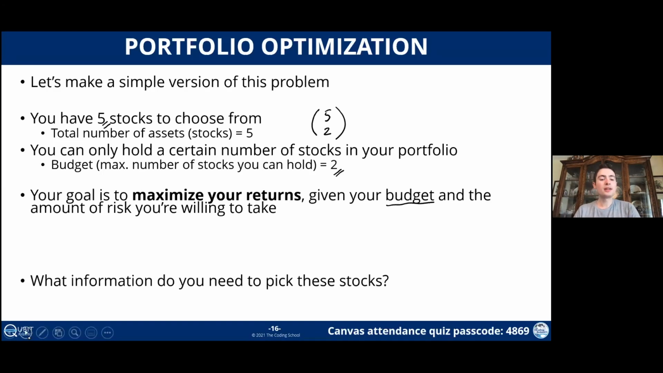My next question then is, what information do you need to pick these stocks, right? By the way I've set up this problem, hopefully a few things start coming to mind, right? A few numbers that you might want to start picking these stocks. One obvious one, if we're trying to maximize your returns, you probably need to know what the return of each individual stock is, right? That makes sense. And we're also trying to take into account the amount of risk we're willing to take. So we also need some measure of risk for each of these stocks.